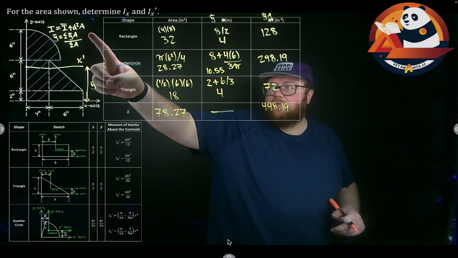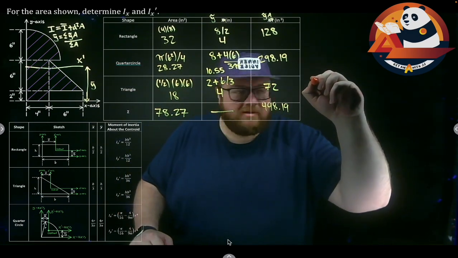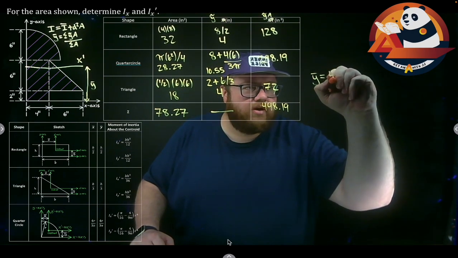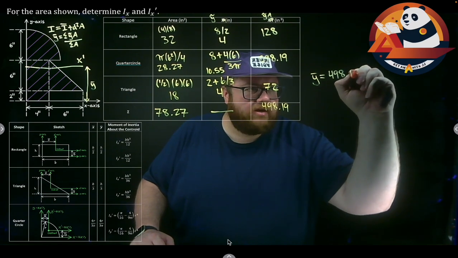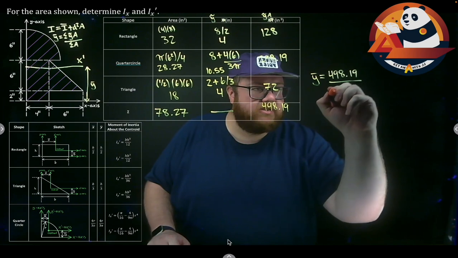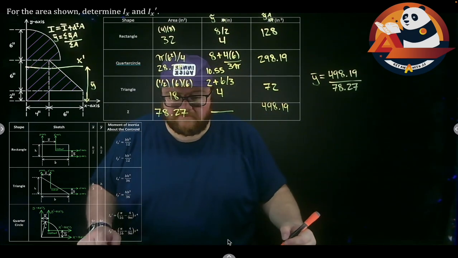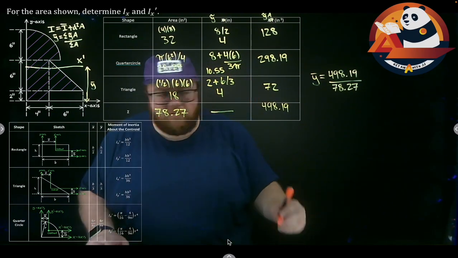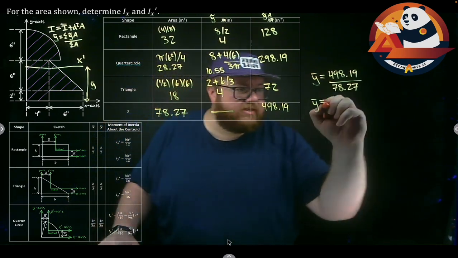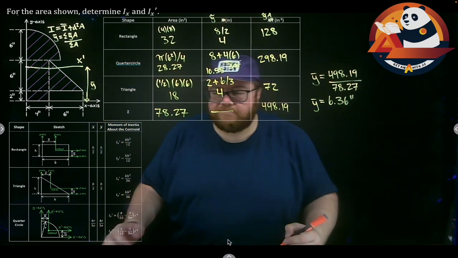I have my total y tilde a, my total area. Let's come off to the side and get my y bar calculation. Y bar is my total y tilde a, 498.19, divided by my total area, 78.27. Calculating that out, y bar is 6.36 inches.